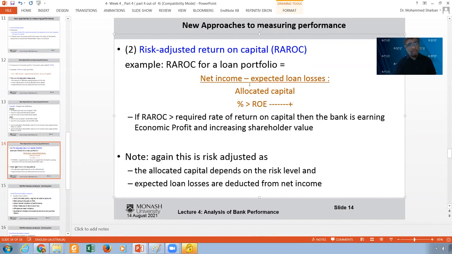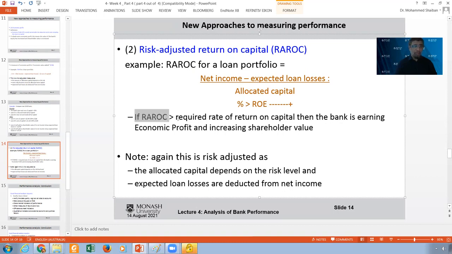So as you can see, I'm dividing the net income over the allocated capital. That will tell me how much the income is relative to the capital. Of course, this is after taking into consideration the expected losses, this is the net income after all those. So this numerator is after you deduct everything. You divide it by the allocated capital, and you see this percentage. If it is higher than the ROE or the cost of capital, then we are actually making a profit.